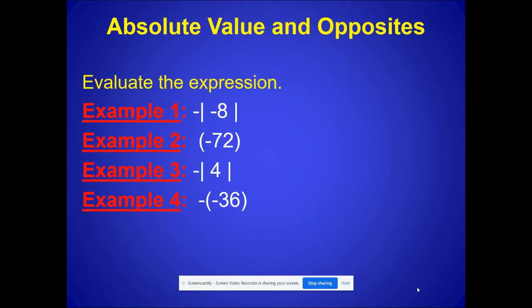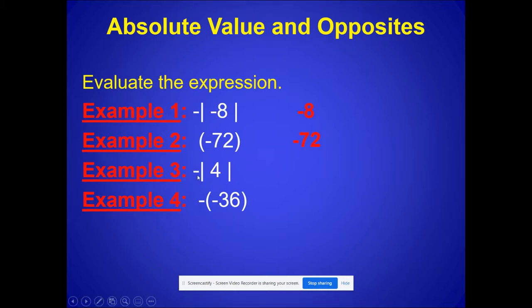Here's a few other examples. The opposite of the absolute value of negative 8. Well, the absolute value of negative 8 is a positive 8, and the opposite of that would be a negative 8. Right here, we just have parentheses. There's no opposite on the outside, so this is just the value of what is in parentheses, which is a negative 72.